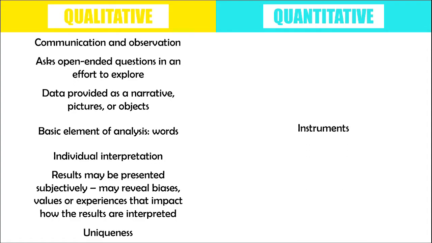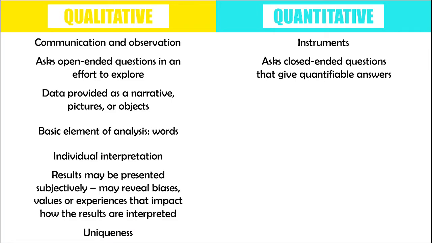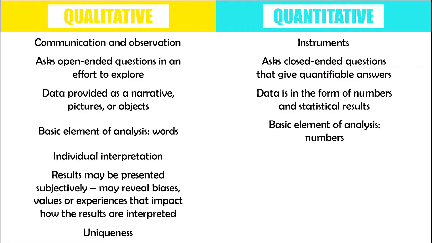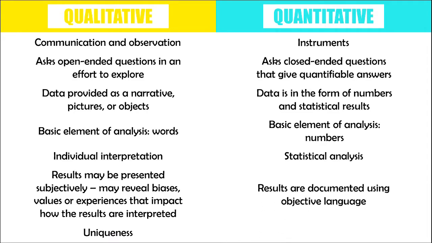Uniqueness. In quantitative, instrument, ask closed-ended questions that give quantifiable answers. Data is in the form of numbers and statistical results. Basic elements of analysis, numbers, statistical analysis. Results are documented using objective language, generalization.